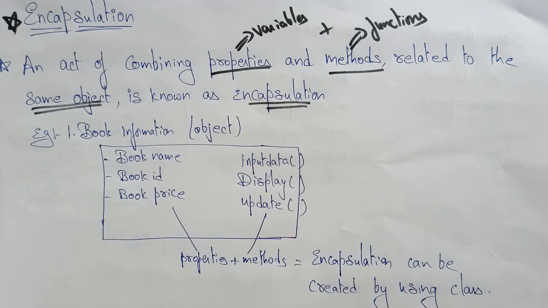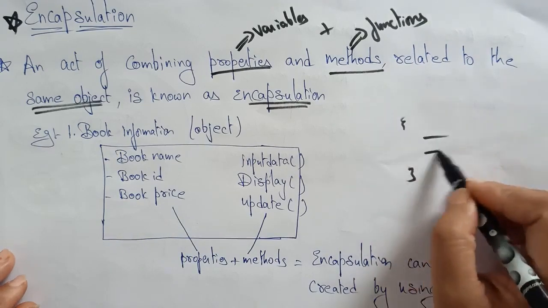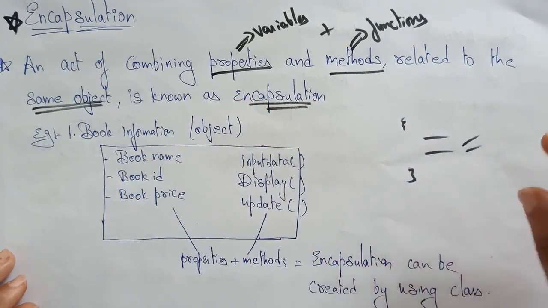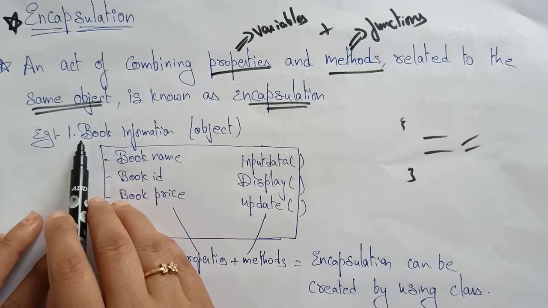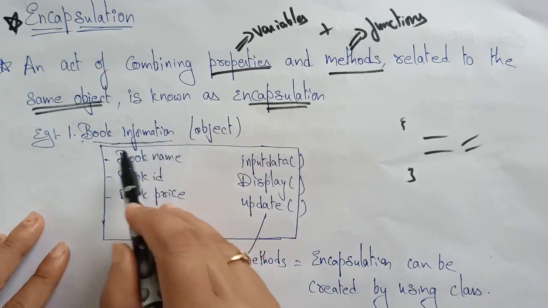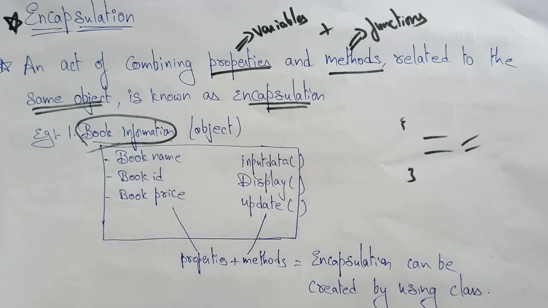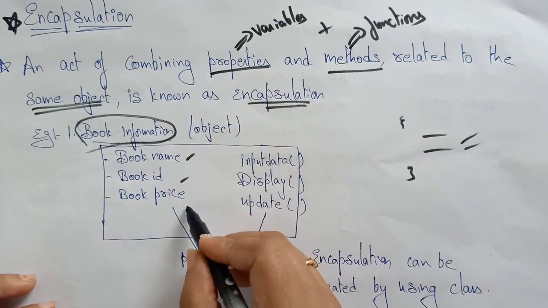Encapsulation is the act of combining the properties and the methods which are related to the same object. Let me explain with an example so that you can get a clear idea of what encapsulation is. Here I am taking book information as an object. Actually, book is a class. Let us take book as a class. So the book information is one of the objects in the class, consisting of book name, book ID and book price.